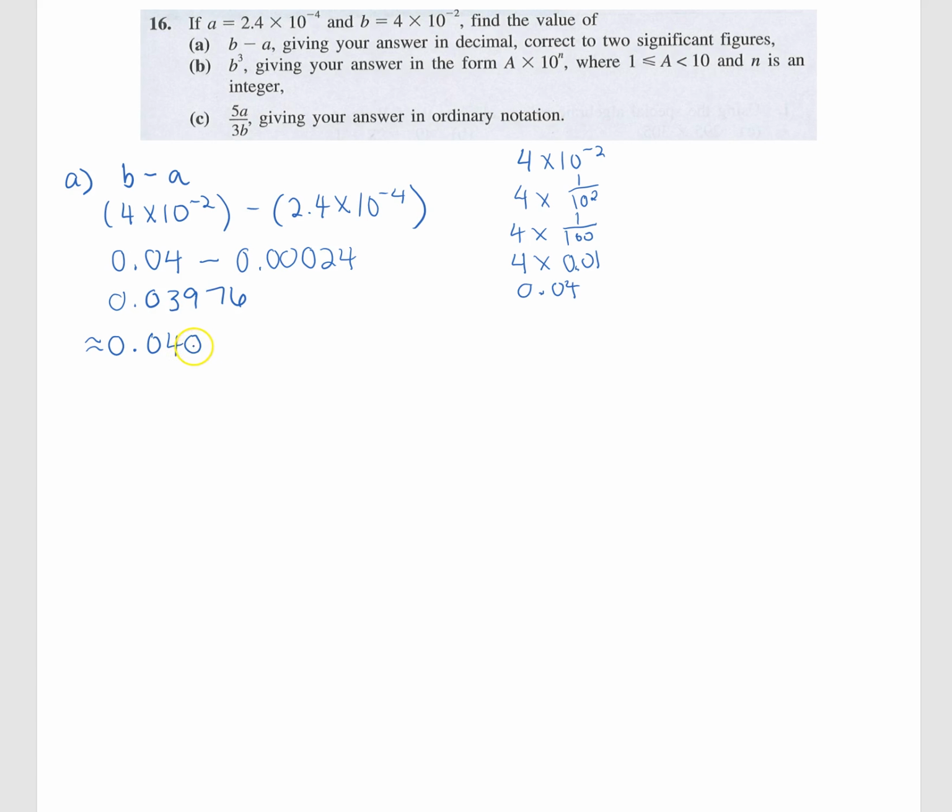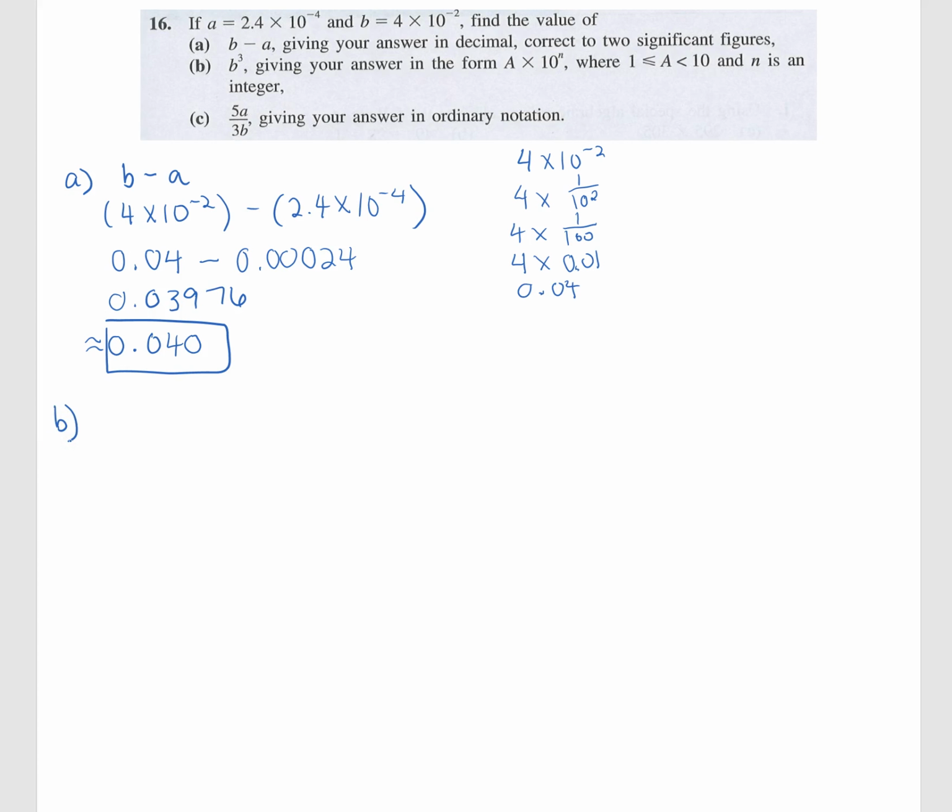We can see that that is essentially the same value as b. And so if we think about this, a was just so much smaller than b that subtracting it and then rounding really didn't do anything. So our answer to part A is 0.040. Let's move on to part B.